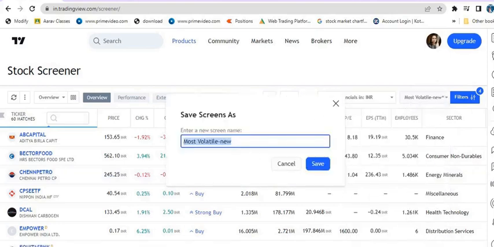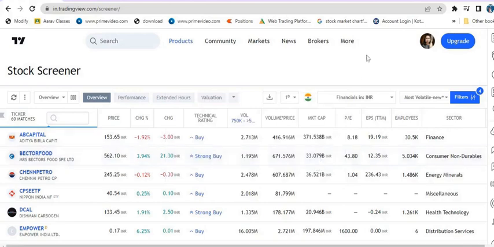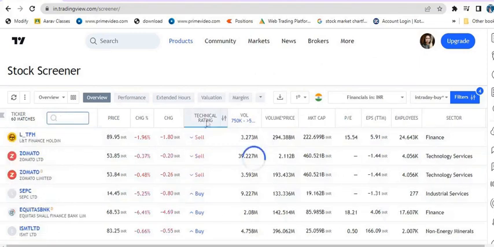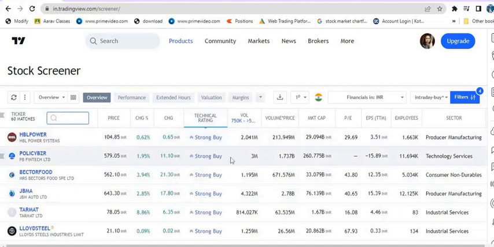Save screen as intraday buy. Intraday buy. So we got all the stocks. Select the technical rating. So these are all the strong buy stocks. So analyze one by one stocks.